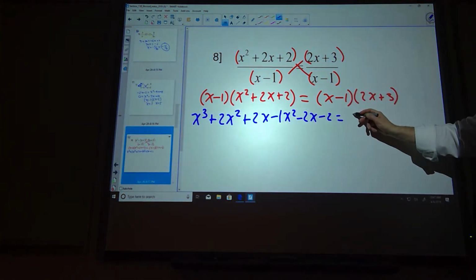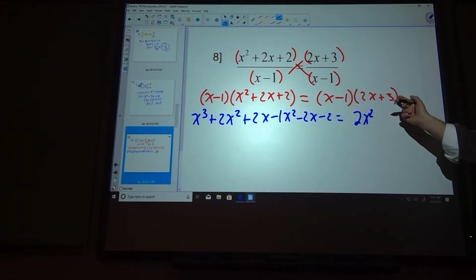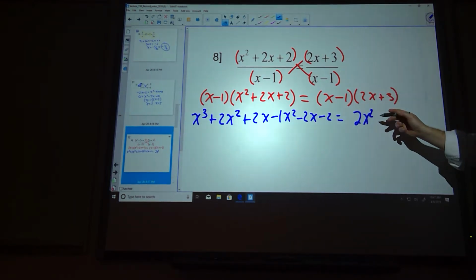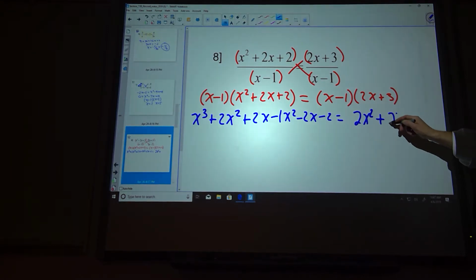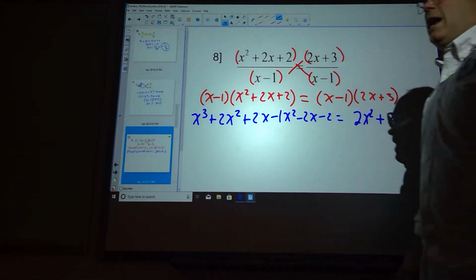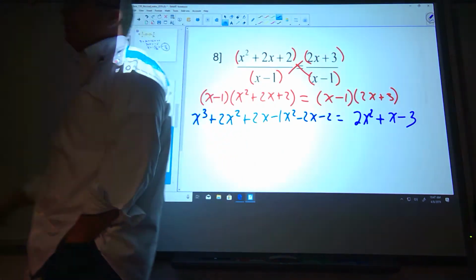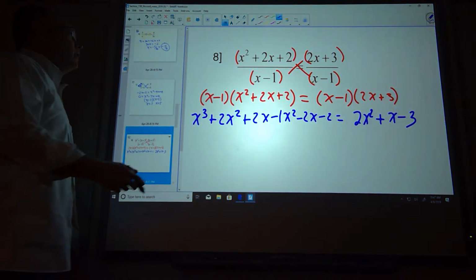Let's see, FOIL this side. So I'm going to get 2x squared plus 3x plus 1x minus 3. Does my math look okay so far? Yep. Remember, we can't raise the degree of these. So we can't increase our zeros. So the x equals 0 will eliminate eventually.